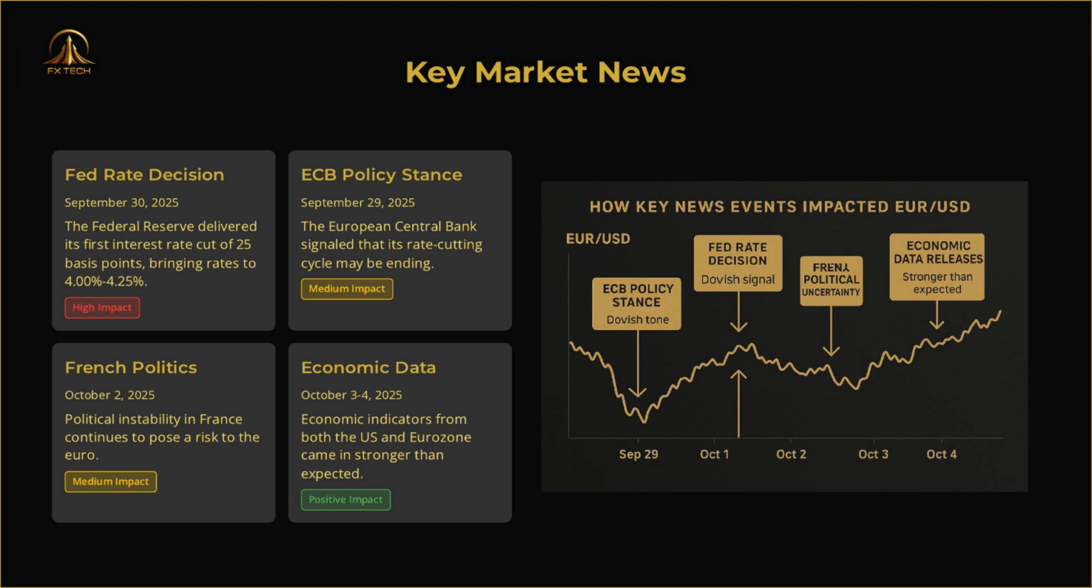Political uncertainty in France continues to pose a risk to the euro, with concerns about fiscal policy and government effectiveness adding downside pressure to the common currency. This situation remains fluid and warrants close monitoring. Finally, economic indicators from both the US and Eurozone came in stronger than expected on October 3rd to 4th, particularly the US non-farm payrolls and Eurozone retail sales. These positive data points have supported the recent euro to US dollar uptrend.